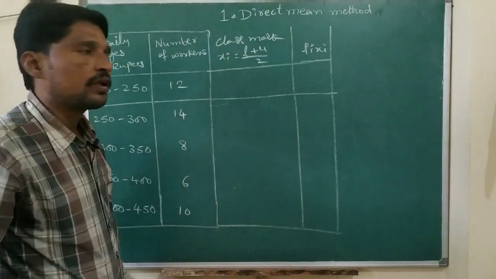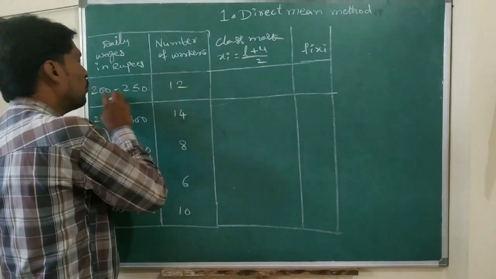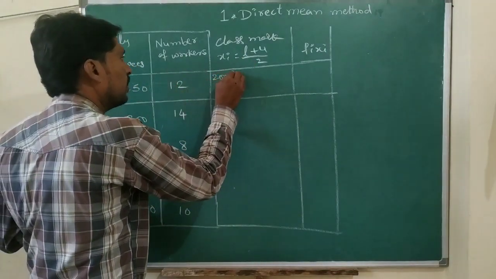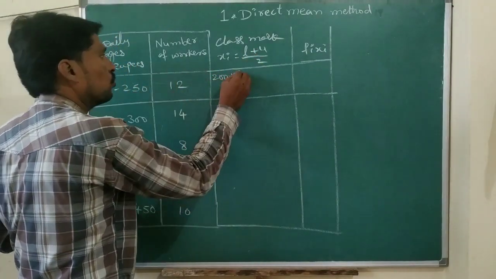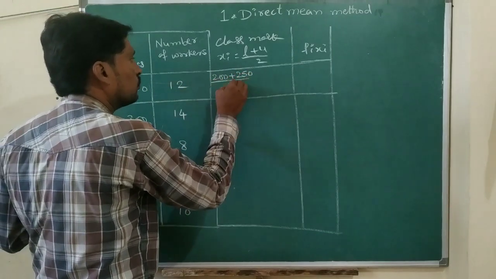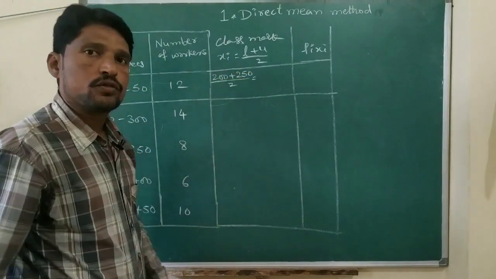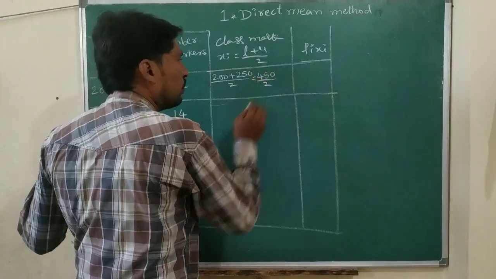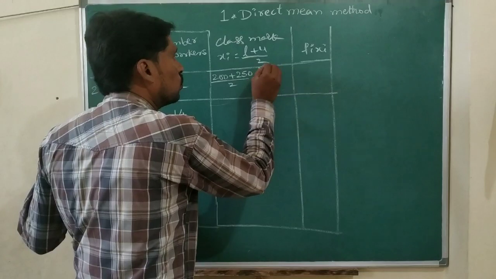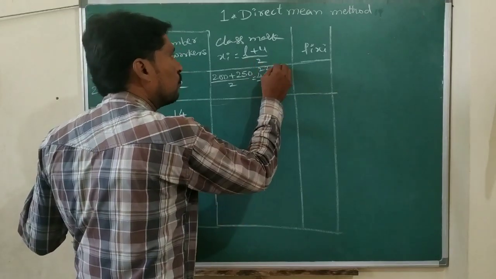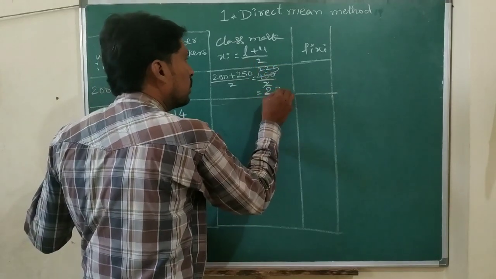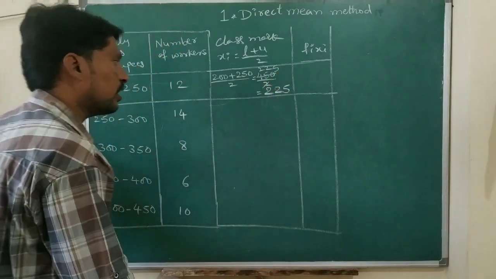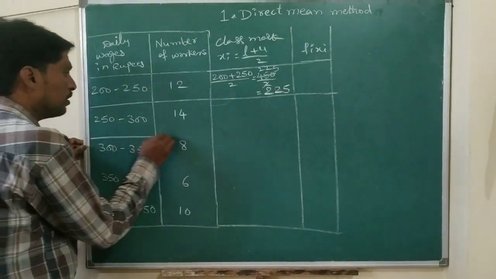For 200 to 250, the class mark is lower limit 200 plus upper limit 250 by 2. 200 plus 250, that value we are getting is 450. So 450 by 2 is 225. That value we got is 225.